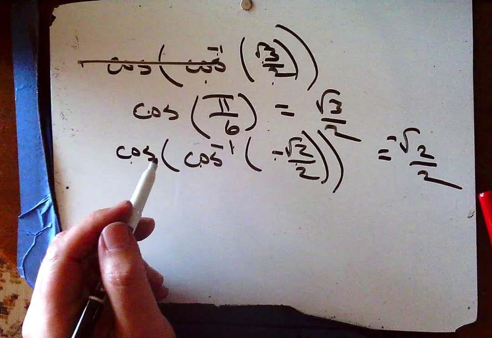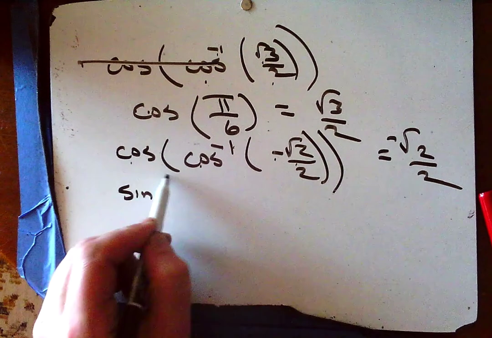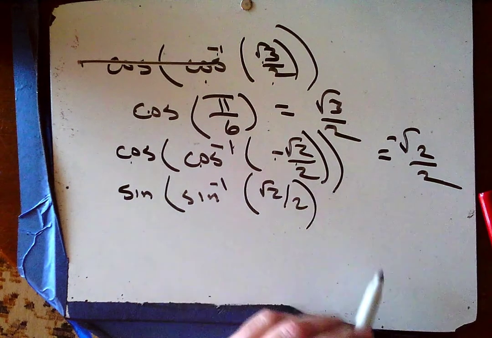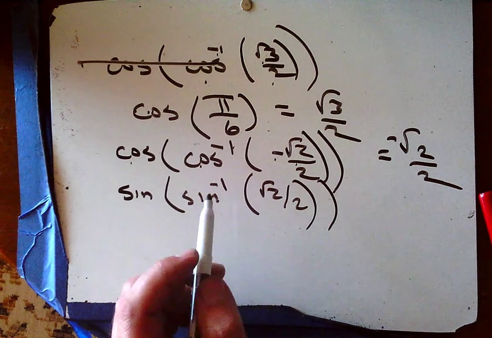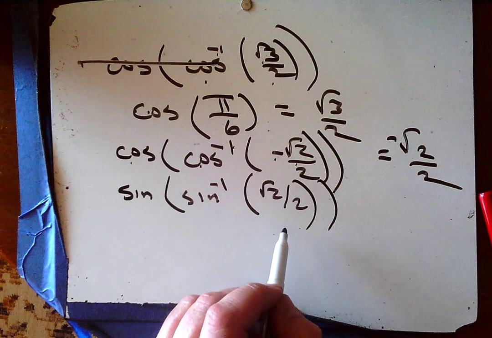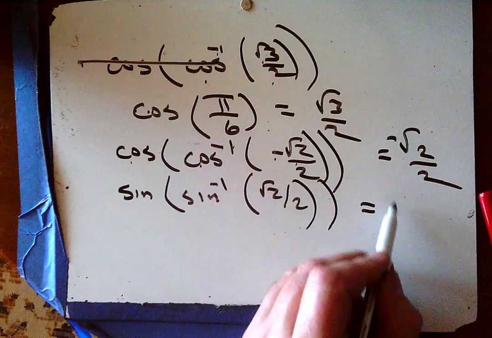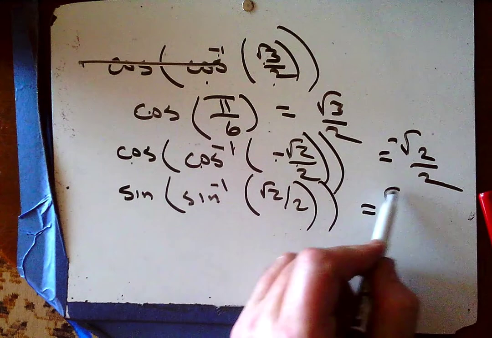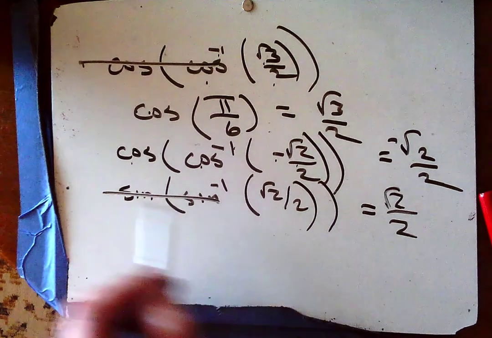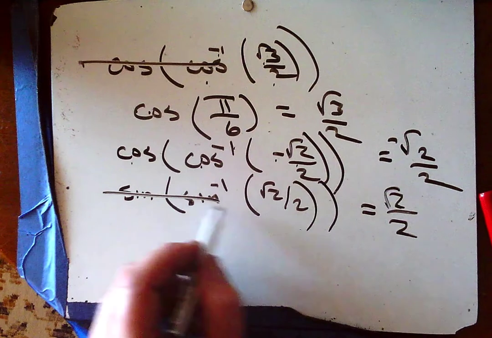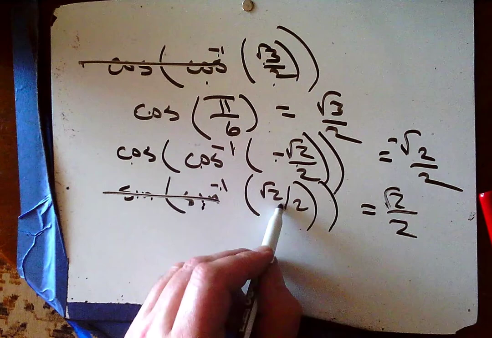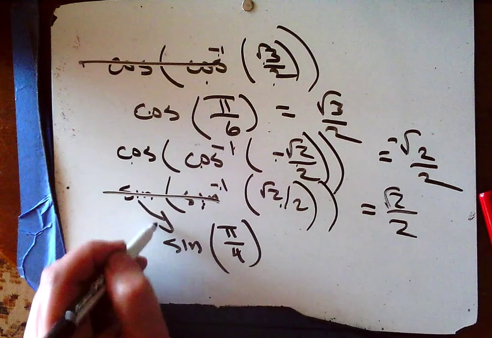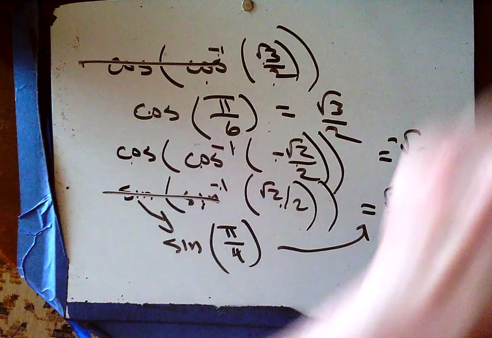How about this one? Sine of sine inverse of root 2 over 2. Yes, that's going to be pi over 4. No, it isn't, silly you. That's going to be root 2 over 2. And yes, I can cancel these out. Let's just confirm that. What angle has an upness of root 2 over 2 within the restriction? That's pi over 4. And then I want the sine of pi over 4, which is root 2 over 2.